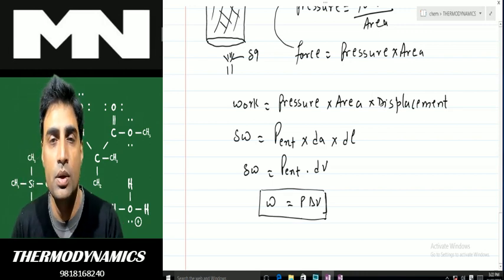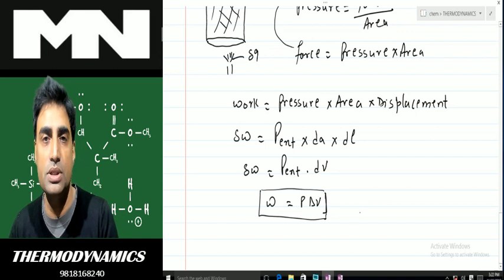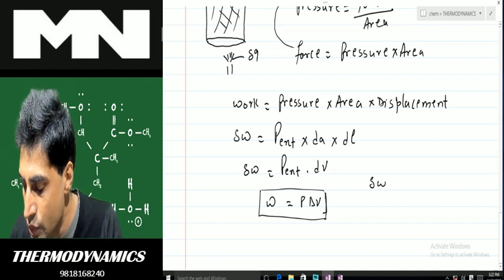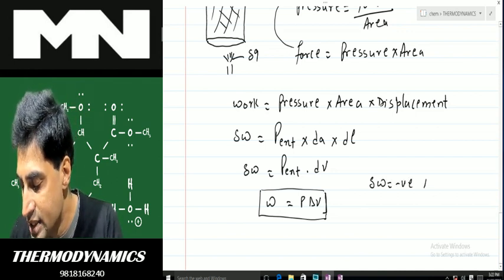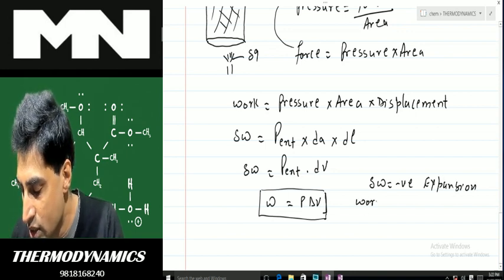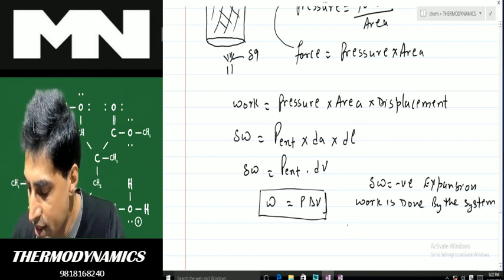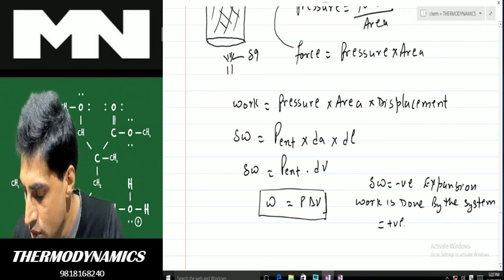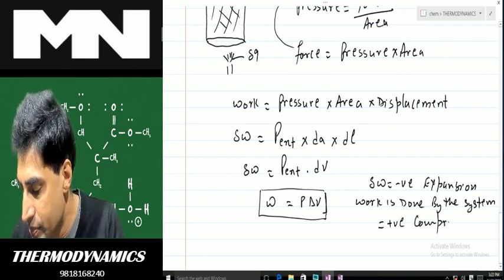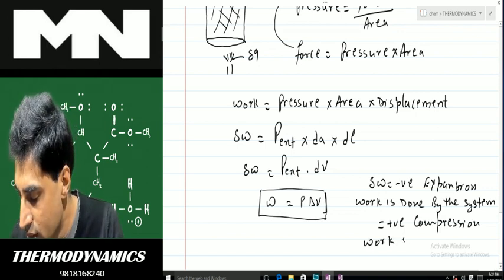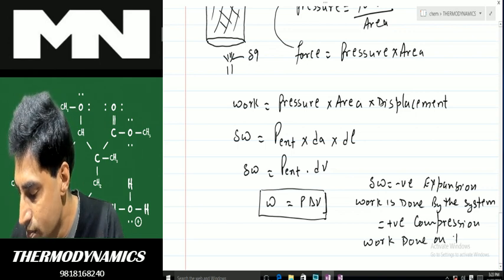This is work done. You have to remember the sign conventions also, because the sign conventions are of prime importance in thermodynamics. If del W is negative, this is expansion. Expansion means work is done by the system. If del W is positive, that means compression, that is work done on the system.